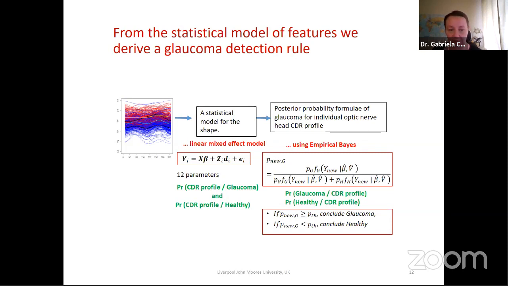And that's actually mimicking the thinking of our brain. Our brain is Bayesian. When we see a patient coming into our room and we see the age of the person, we already have some prior probability in our head of what the probability of glaucoma of that person or of his eyes can be. But then once we see the image, we update this probability to get a posterior probability once we see the image or the CDR profile.